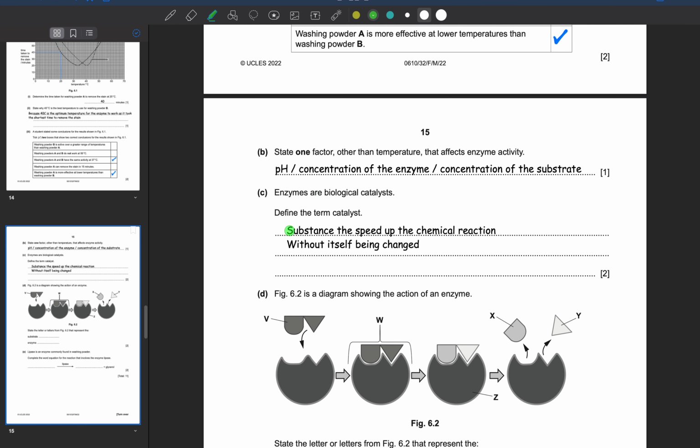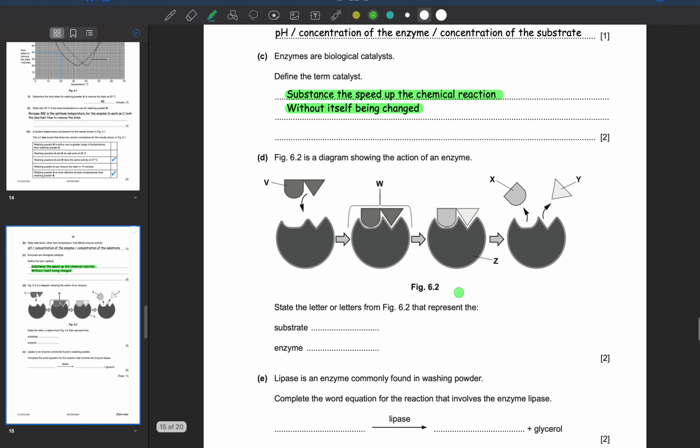Let's mark them. First, substance that speeds up the chemical reaction, this is 1 mark. Without itself being changed, this is the other mark.